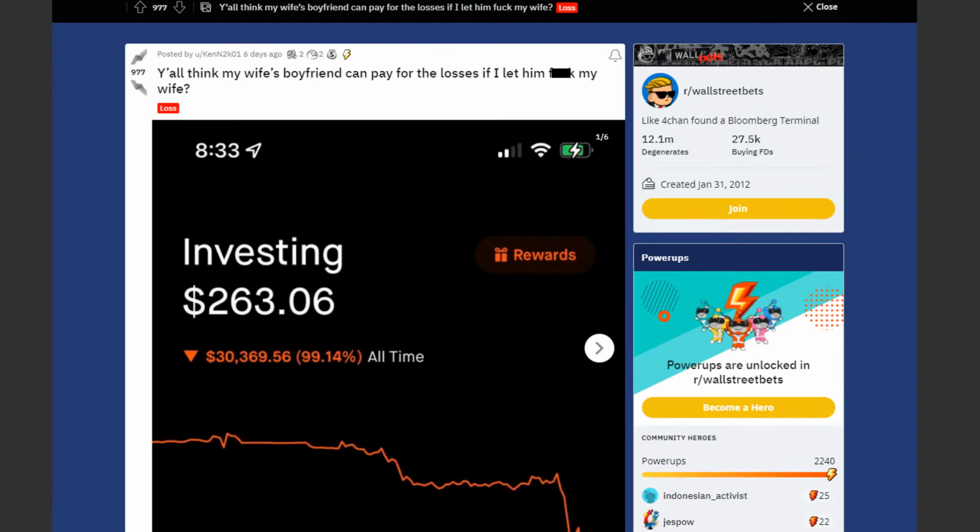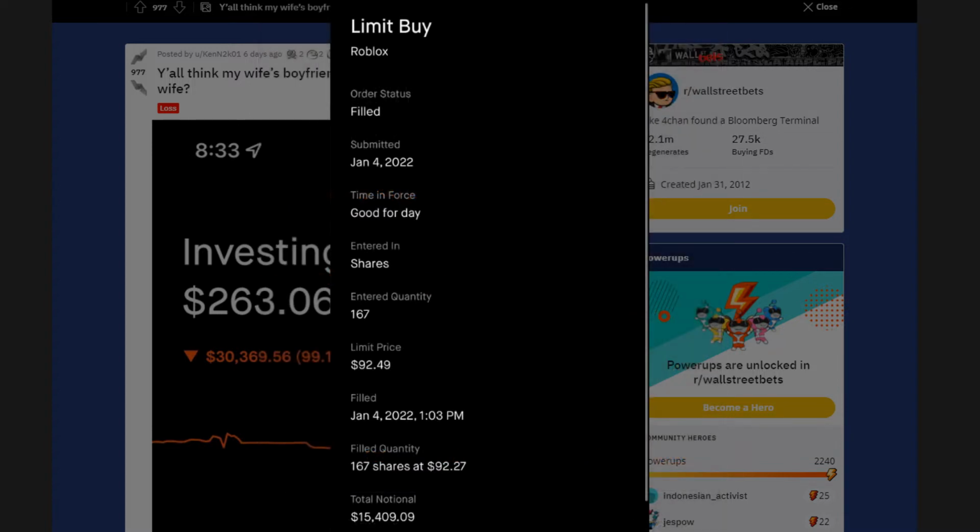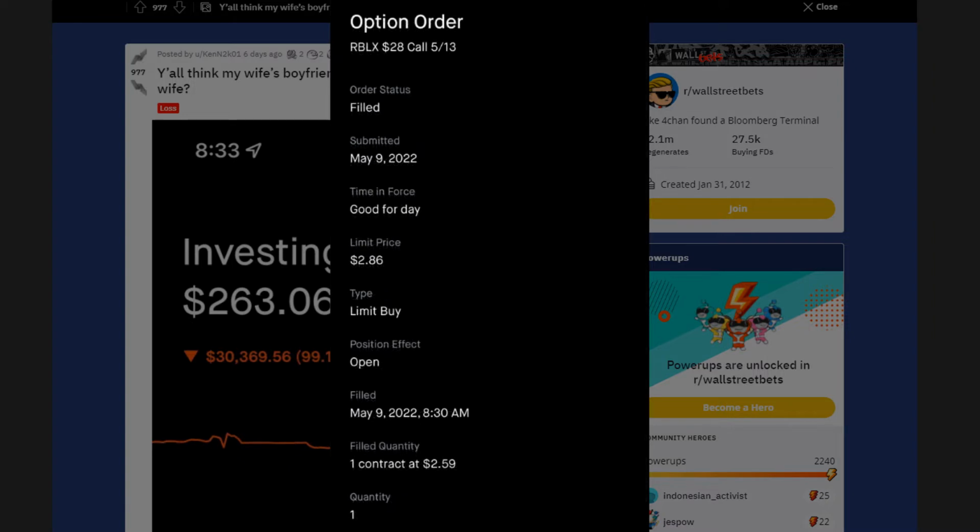Next up, we have quite a big loss by Ken and 2k01. He's down by 99.14%, or $30,369.56 in total. He's been buying lots of Roblox shares with margin, and even one call on Roblox with an expiration date on May the 13th, and a striking price at $28.